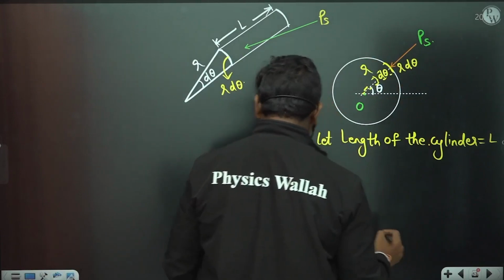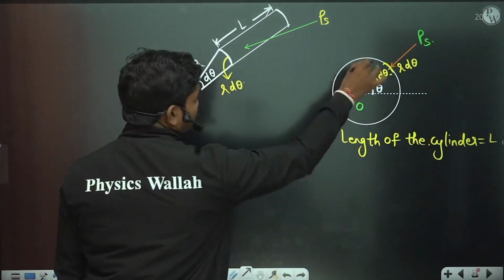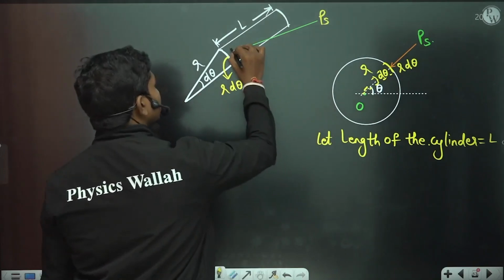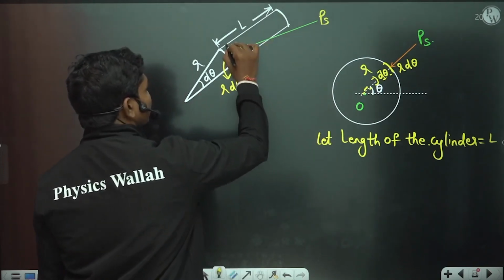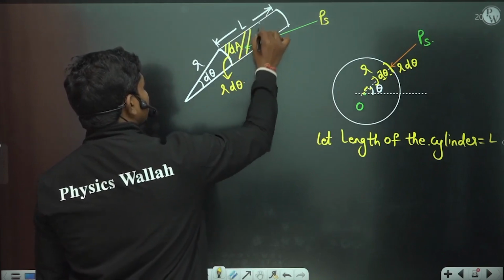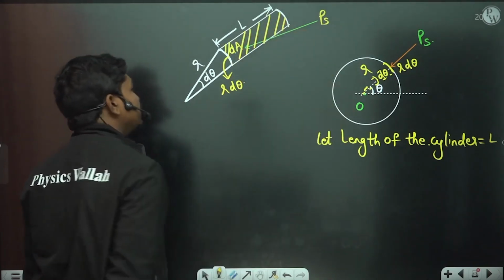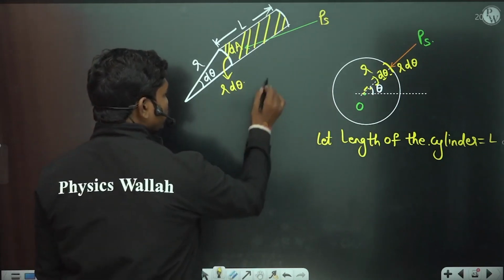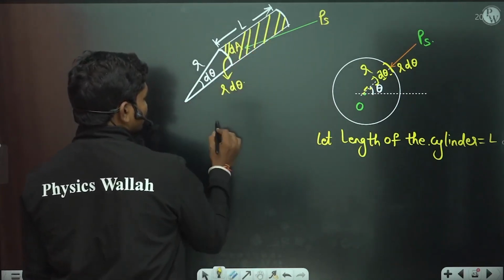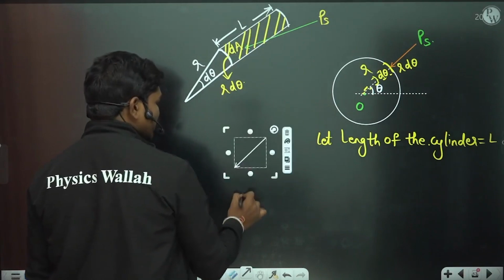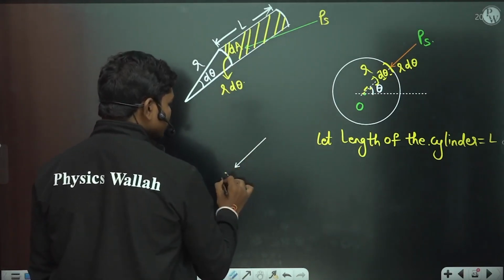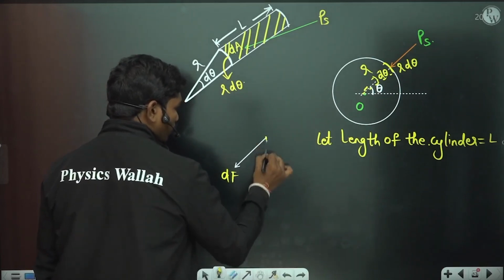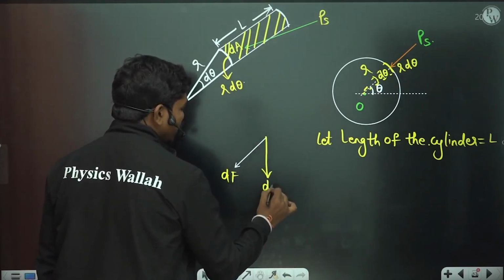So the downward component: if you see this pressure acting on the small area dA, let us suppose this dA has pressure PS, then this PS will give you generation of some small force dF. So dF will be normal to the surface, and if you take the downward component, basically the vertical component of force, it's in the downward direction.